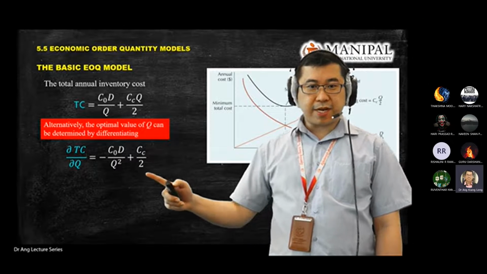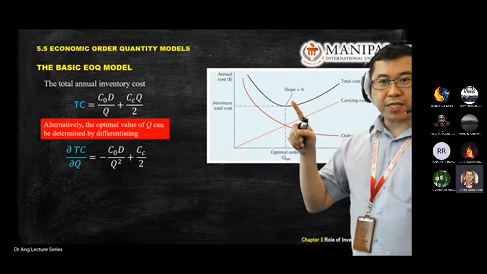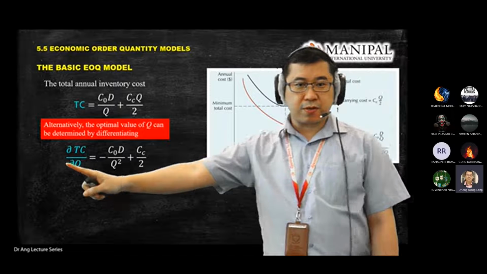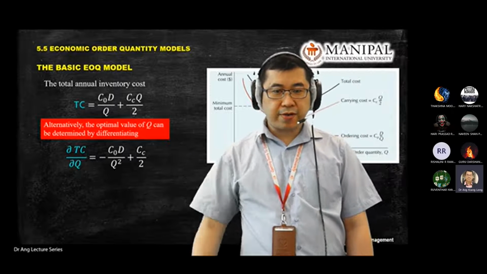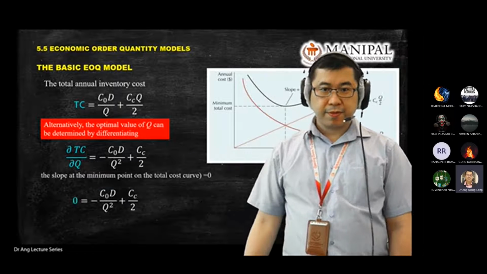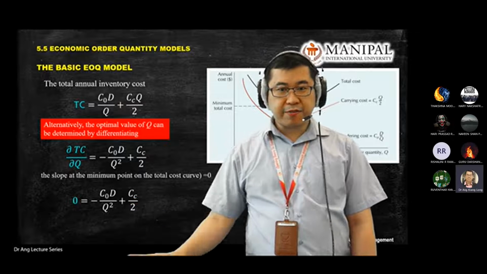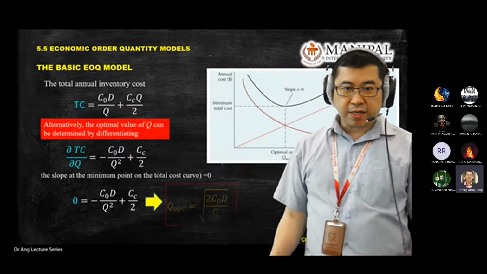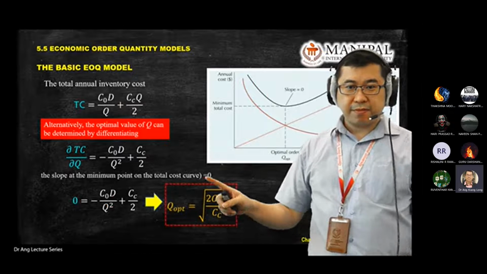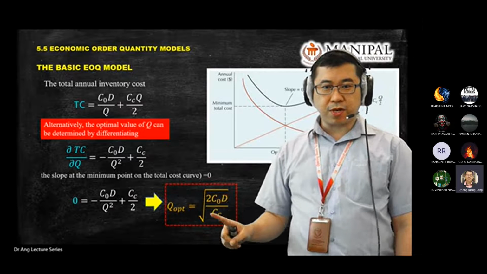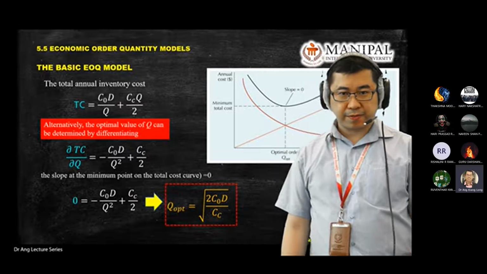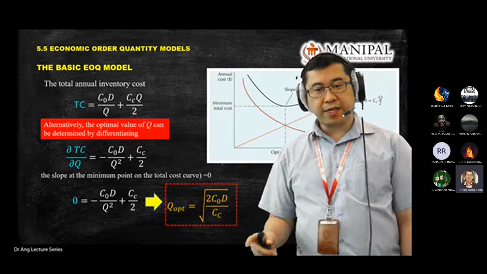So once we get this one, and we know that to get the maximum or minimum of the quadratic curve, it equals 0. So left hand side 0. You rearrange. Our objective is to find what is our Q. You arrange this one, you will get the same equation. Q equals square root of 2Cd divided by Cc. You get the same. Two methods.